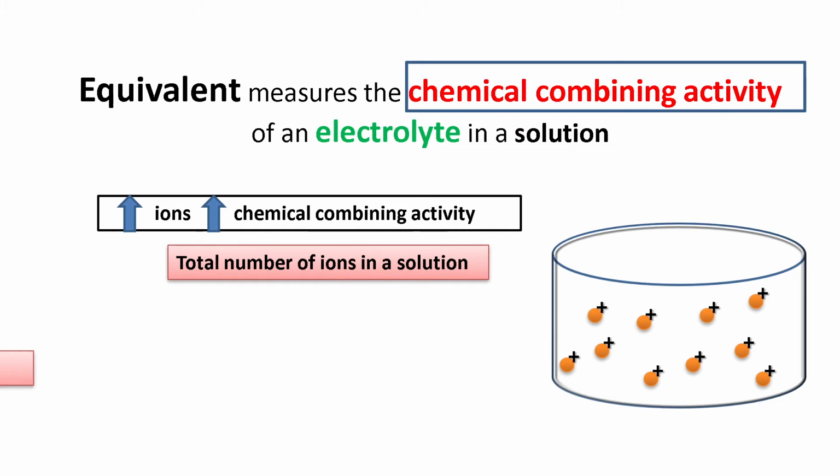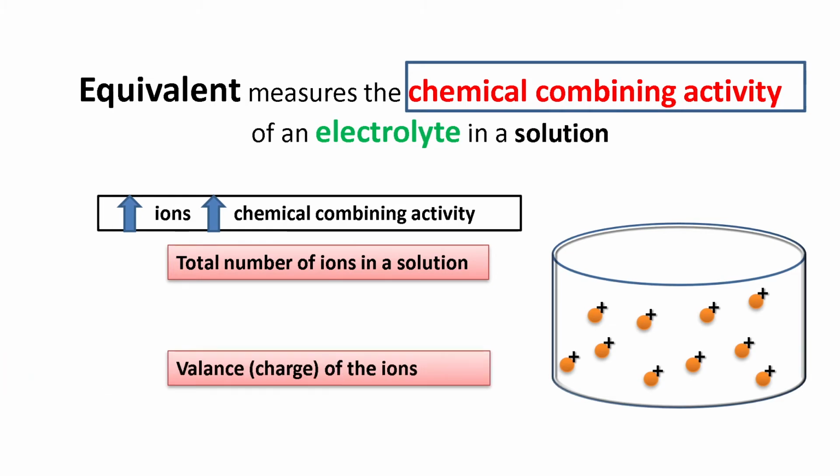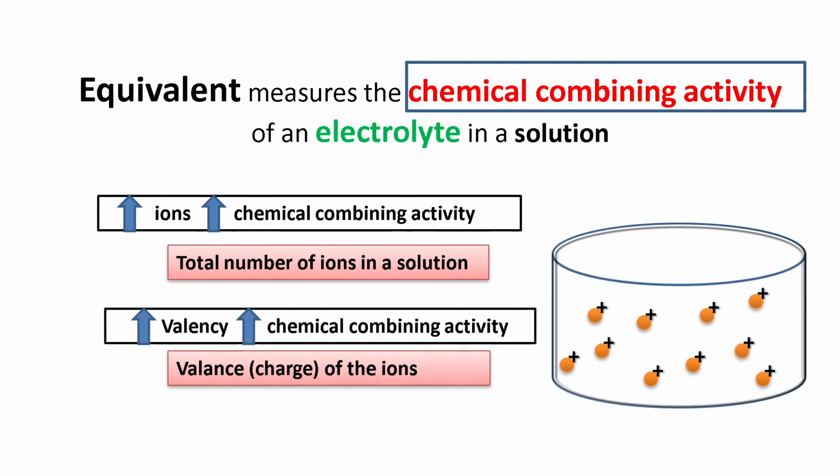Number 2, the valence or the charge of the ions. That means more the valency, more is the chemical combining activity. Less the valency, less is the chemical combining activity.